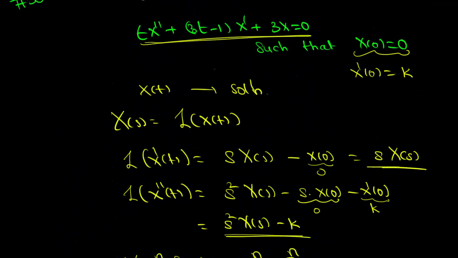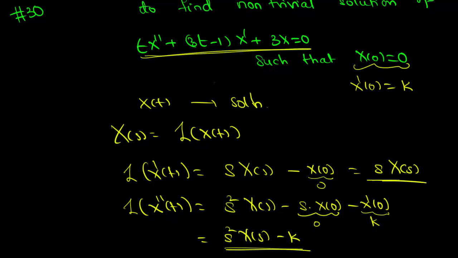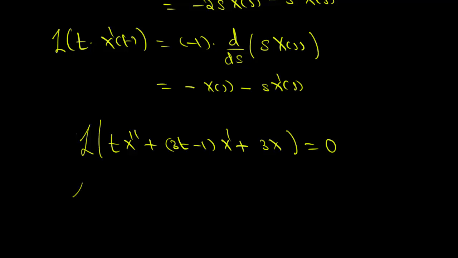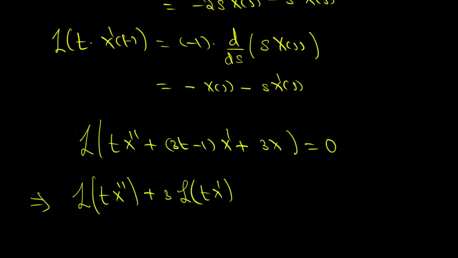Now taking the Laplace transform of the given differential equation, the Laplace transform of t x'' + 3t x' − x' + 3x equal to 0. We know that this is a linear operator, so it's equal to L{t x''} plus 3 times L{t x'} minus L{x'} plus 3 times L{x} equal to 0.